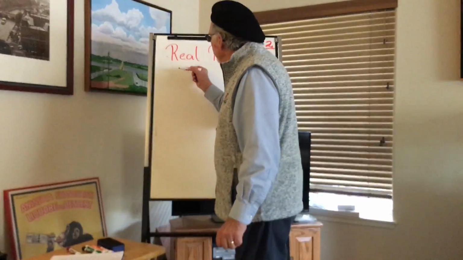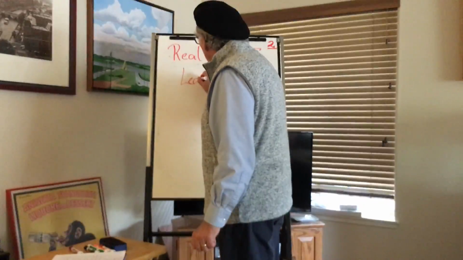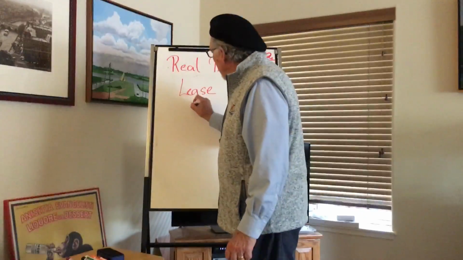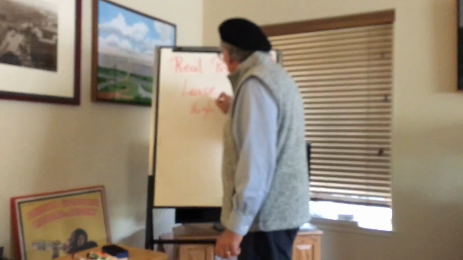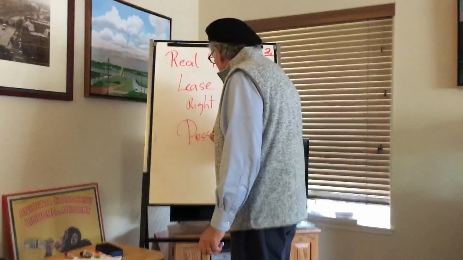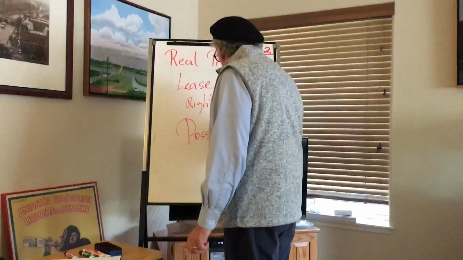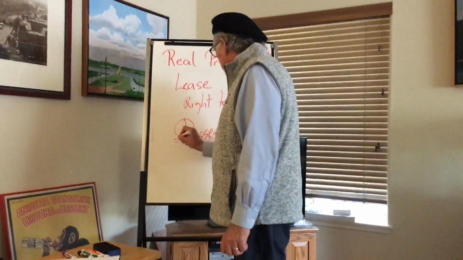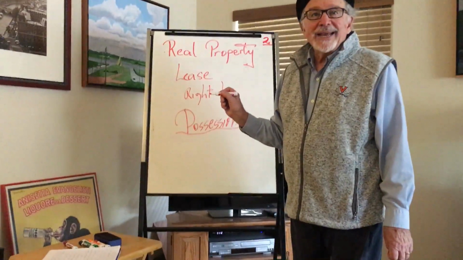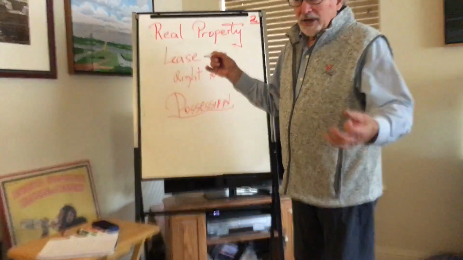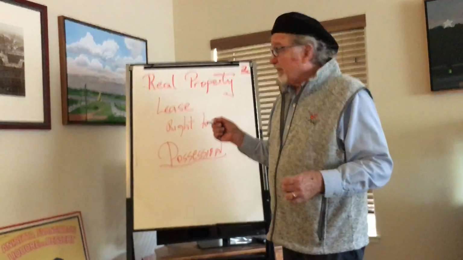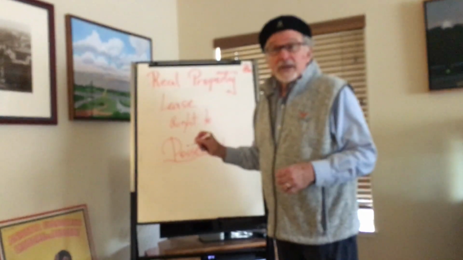Now, a lease, you don't own anything, but you have a right to possession. And in most leases, you have a right to possession to the exclusion of anybody else, including the owner. So we have an owner of the property, normally called a landlord, and we have the person who leases the property, normally called a tenant.